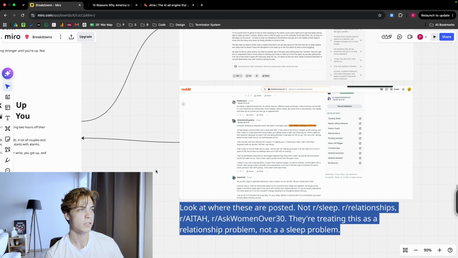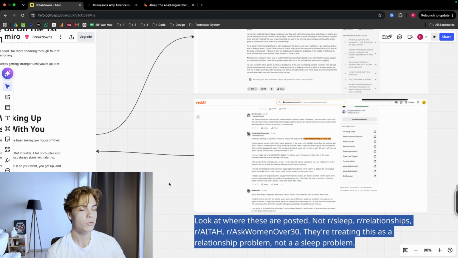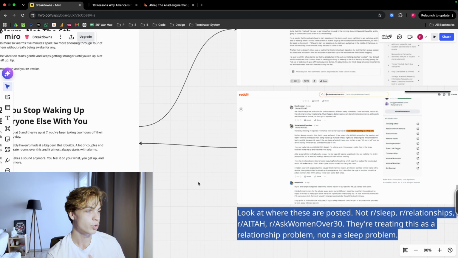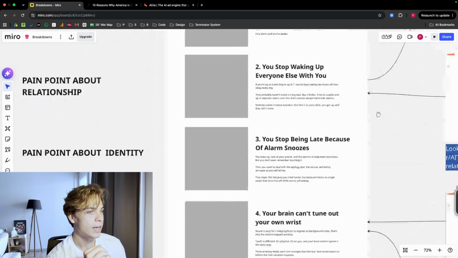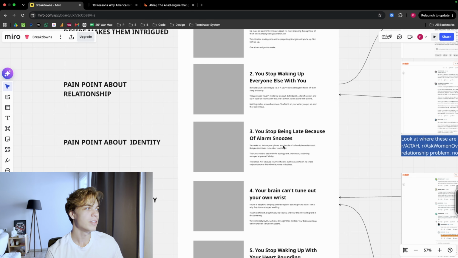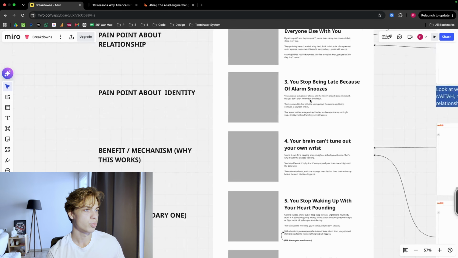This is why I said it's very important to do research, because if you just put up a page saying, "Wow, here are 5 reasons why our product is the best," right? It won't work. This is the thing that is actually going to work: research like this. And then a pain point about identity: you stop being late because of alarm snoozes.